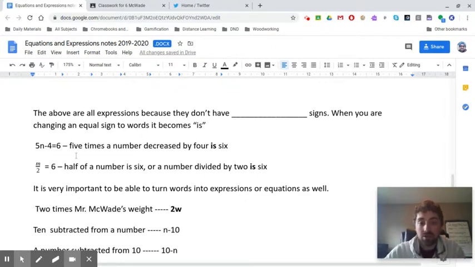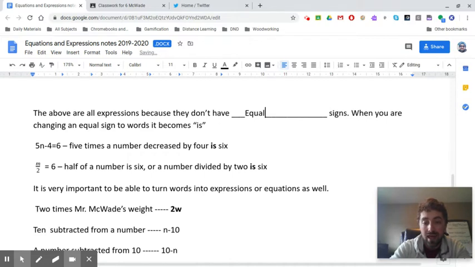So the above are all expressions because they don't have an equal sign. When you're changing an equal sign to words, it becomes is. So anytime you're trying to turn an expression or an equation into words, whenever you see the equal sign, you replace it with is. So for example, here, it says 5 times a number minus 4. You don't say equals 6, you simply say is 6. So 5 times a number decreased by 4 is 6. Here we have a half of a number, or a number divided by 2, is 6.